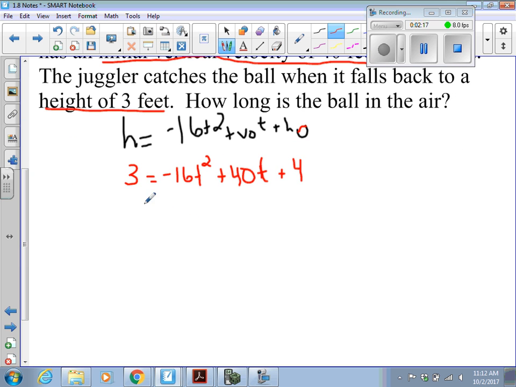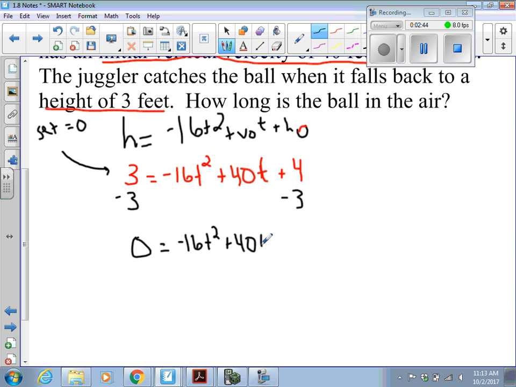Now remember, since we're using the quadratic formula, we need to set our equation equal to 0. So in order to do that, we need to move the 3 over. So we subtract 3 from both sides. And so now we have 0 equals negative 16t squared plus 40t plus 1.